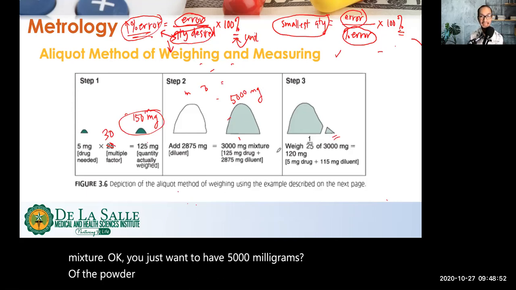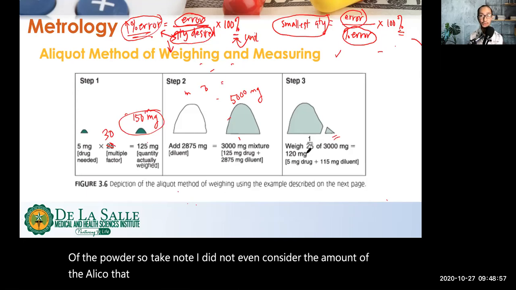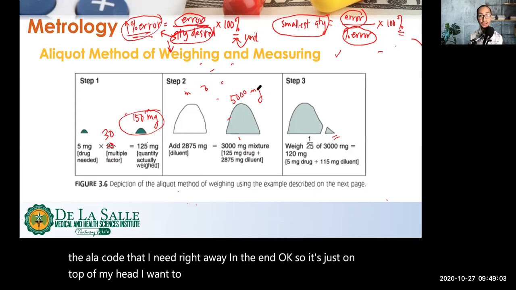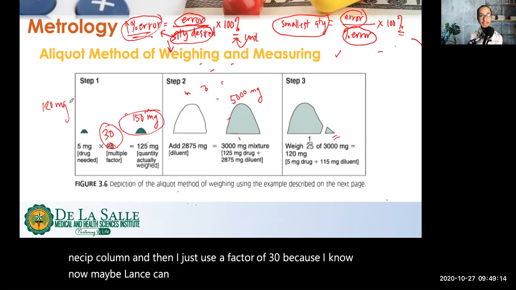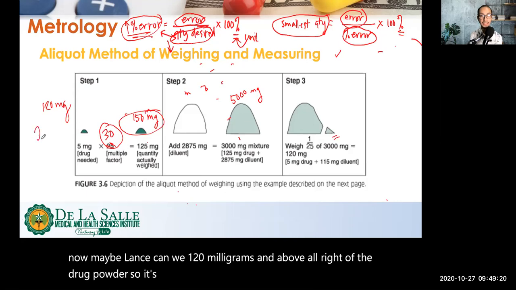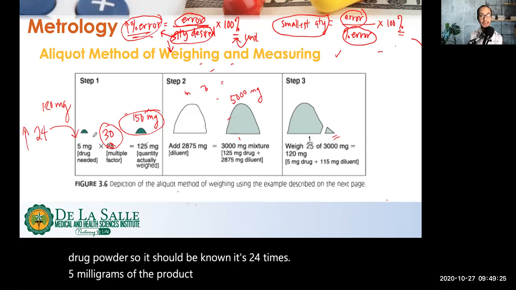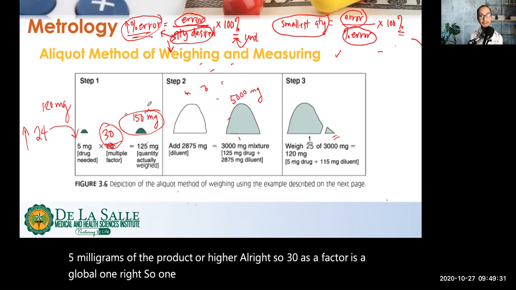So take note, I did not even consider the amount of the aliquot that I need to weigh in the end. It's just on top of my head. I want to have 5,000 milligrams of the mixture. And then I just used a factor of 30 because I know that my balance can weigh 120 milligrams and above of the drug powder. That means it's 24 times 5 milligrams of the product or higher. So 30 as a factor is a doable one. So 150 milligrams is my amount of the drug.